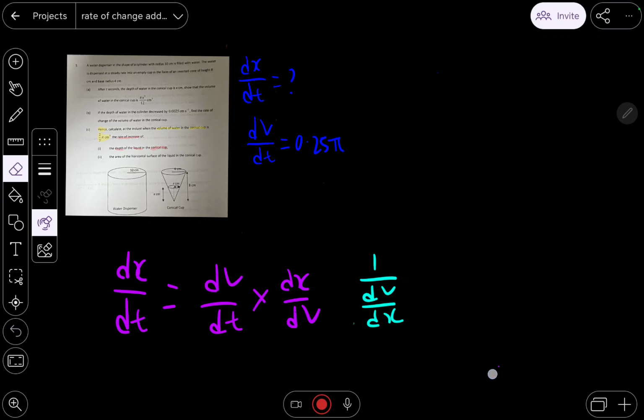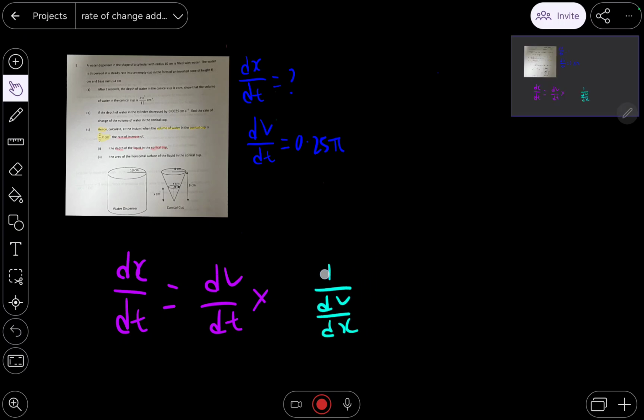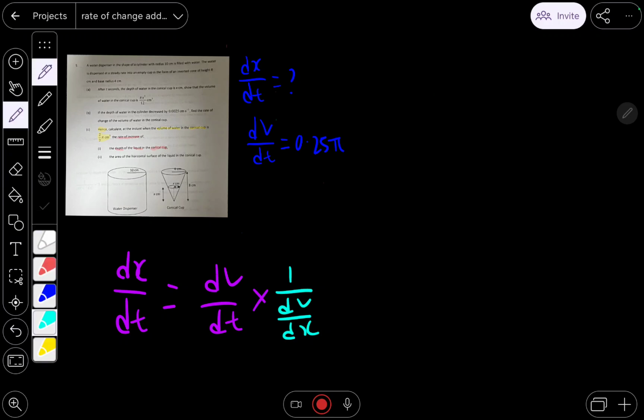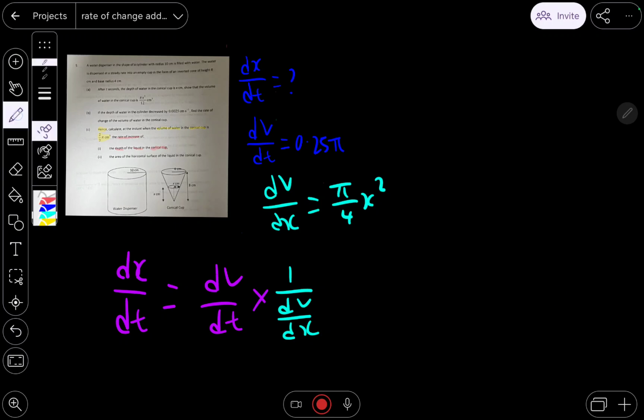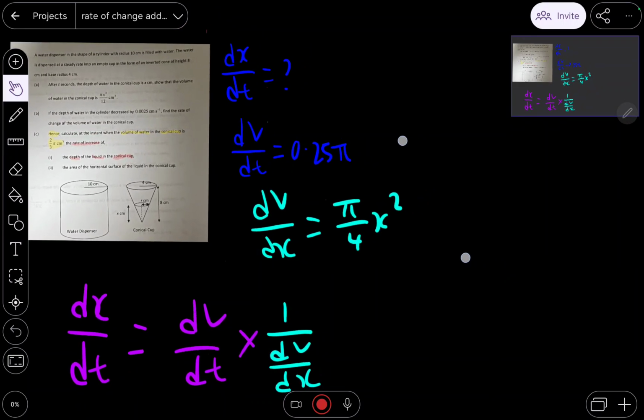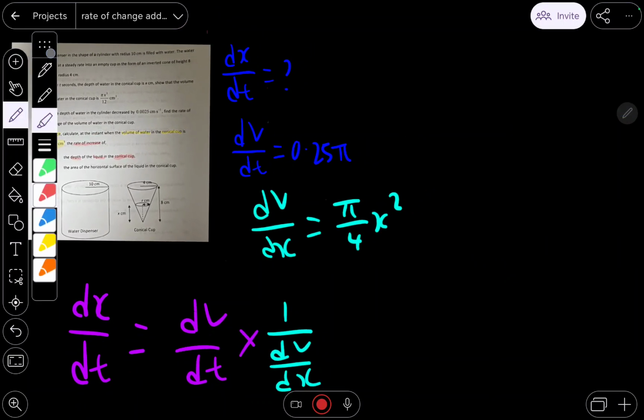So I will write it like this. Okay, and what is your dV/dx? So okay, I'll write it here. dV/dx, this is the differentiating of the volume in the conical flask with respect to x, which is pi over 4 x squared. Okay, how to find x? This part, okay, because a bit more concept now. So, keyword here again, back to question stem.